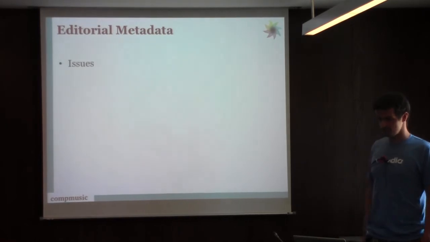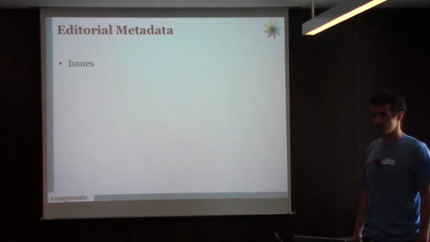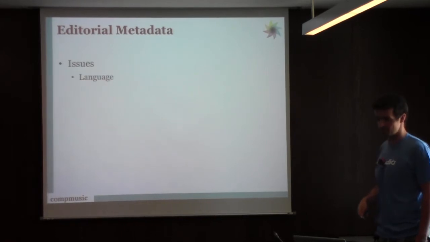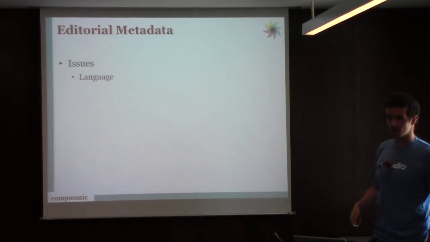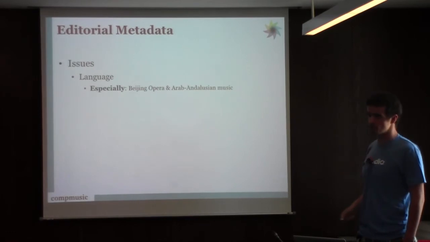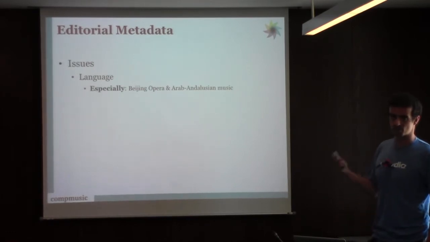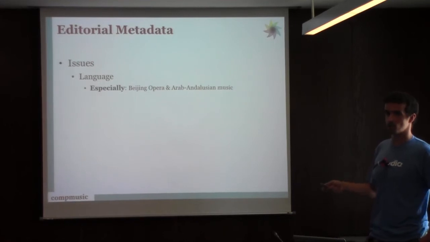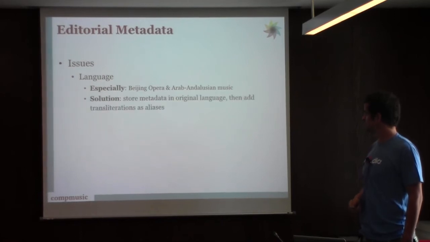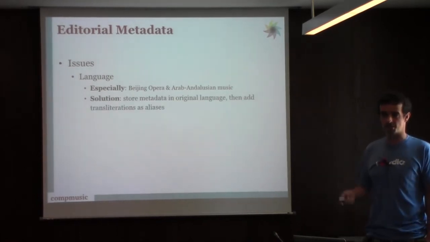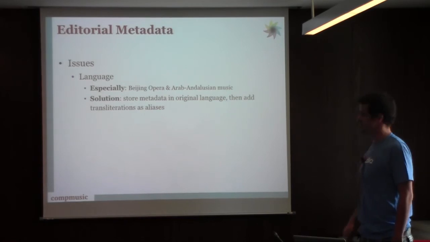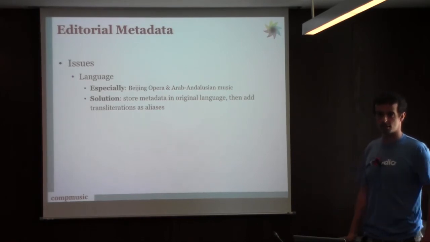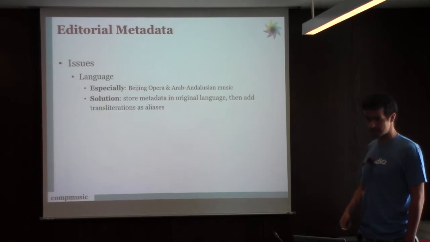But then some issues arose with this editorial metadata, and as Xavier just mentioned before, language issues. Why language issues? Especially for Beijing opera and Arab Andalusian music, they have different scripts. They're not Latin languages. So what do you decide? To transliterate everything to Latin and use that? There will be some issues with the transliteration because it's not perfect. So what we decided to do is to store metadata in the original language and then add transliterations as aliases to that original metadata.